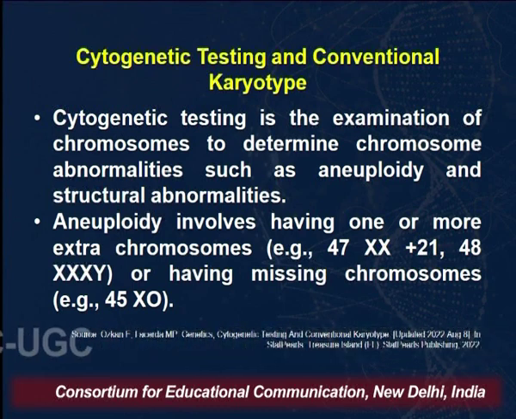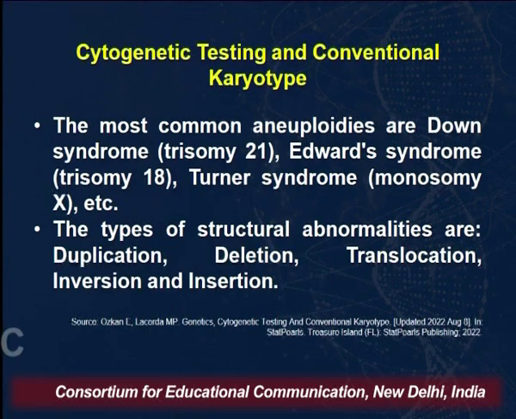Aneuploidy is a term used when there is an increase of one or more chromosomes or there is a missing chromosome, which means that apart from the normal 46 chromosomes, the person may have 47 or 48 chromosomes, or there may be a missing chromosome, which means the person may have 45 chromosomes. So, karyotyping helps to do cytogenetic testing, and it helps to determine what chromosomal abnormalities or structural abnormalities within these chromosomes are present.